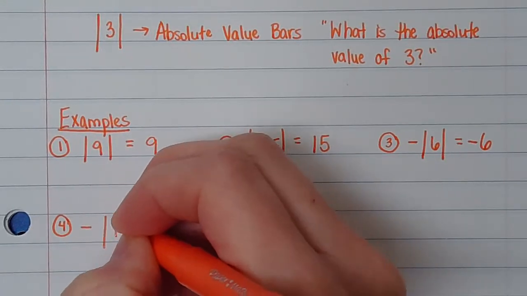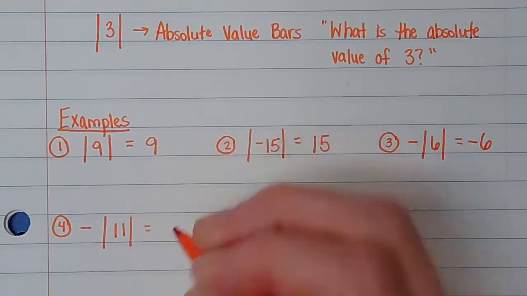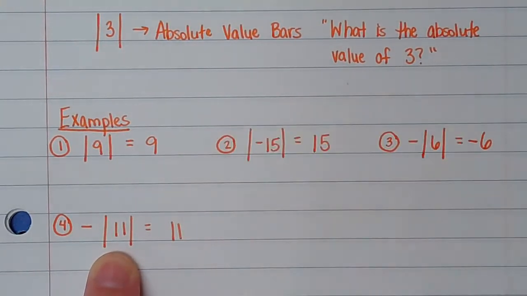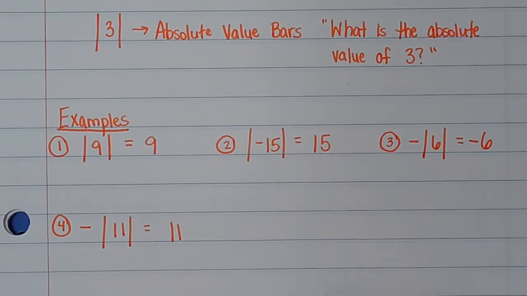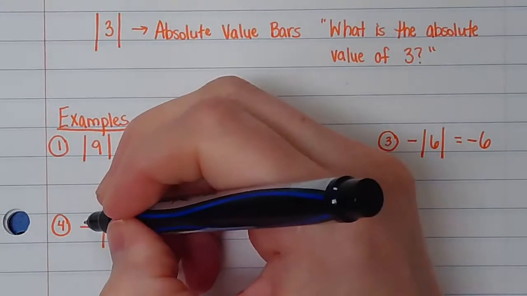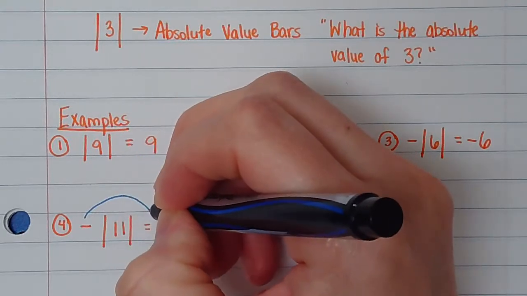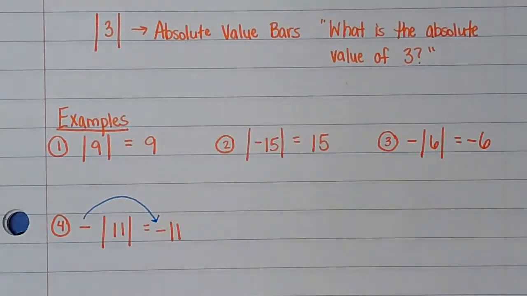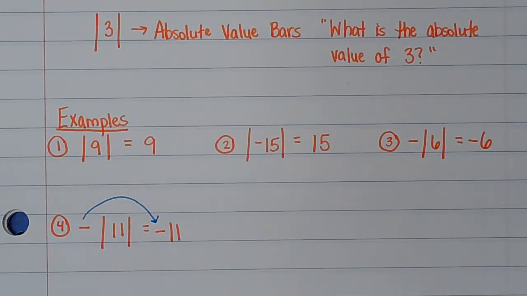Negative absolute value of 11. Okay, so once again, if you're just looking in the house, the absolute value of 11 is 11 because it took me 11 jumps to get there. But once again, Lady Gaga's out here. I can't get rid of her. So she has to come with me in my answer. So it's going to stay a negative 11.